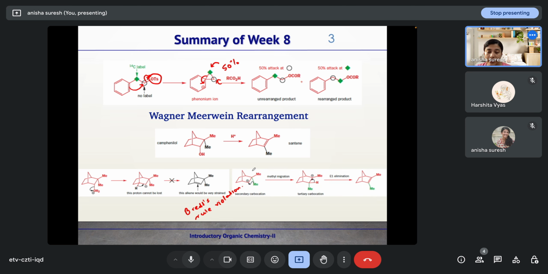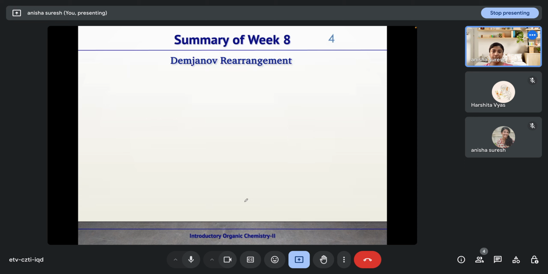Now the other possibility is, here there is no proton, so one of the methyl groups will migrate. One of the methyl groups can migrate here, leading to formation of this tertiary carbocation. So the secondary carbocation is getting converted into a more stable tertiary carbocation, and that will be the driving force for this reaction. Here a proton is there that can get eliminated in an E1 elimination fashion, leading to formation of this alkene. So this is the mechanism for Wagner-Meerwein rearrangement.